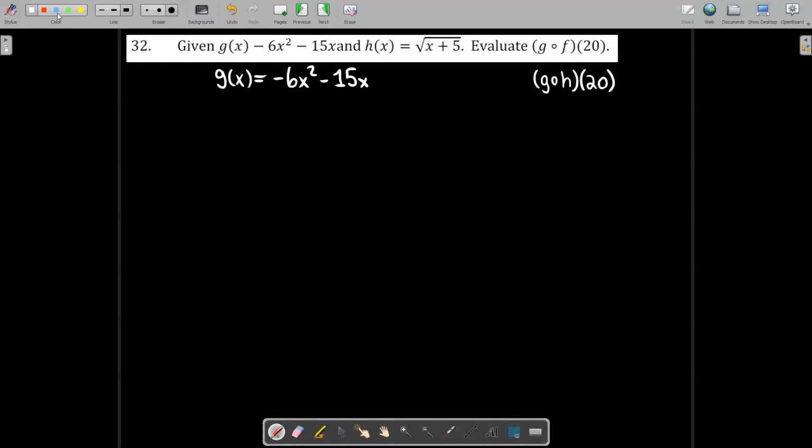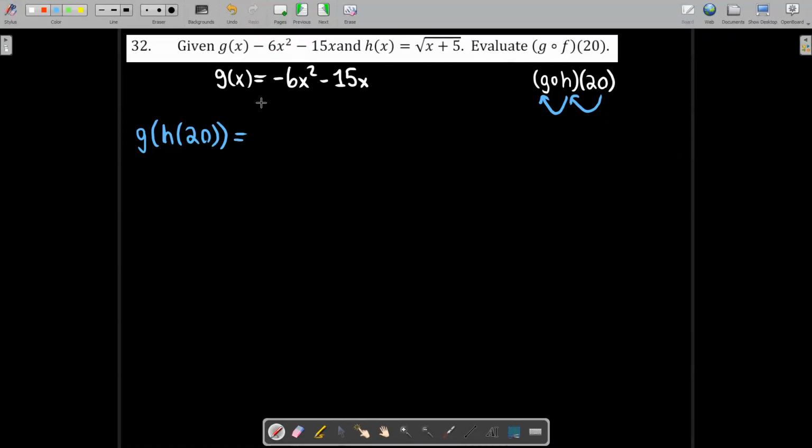Okay, so what that means is that we're going to take the 20 and plug it into the h, and we're going to take the h and plug it into the g. That's what a composition of functions looks like. So g of h of 20, we could do this individually by plugging the 20 into this and saying 20 plus 5 is 25 and the square root of that is 5, and then we can plug 5 in here. That is a perfectly reasonable strategy.